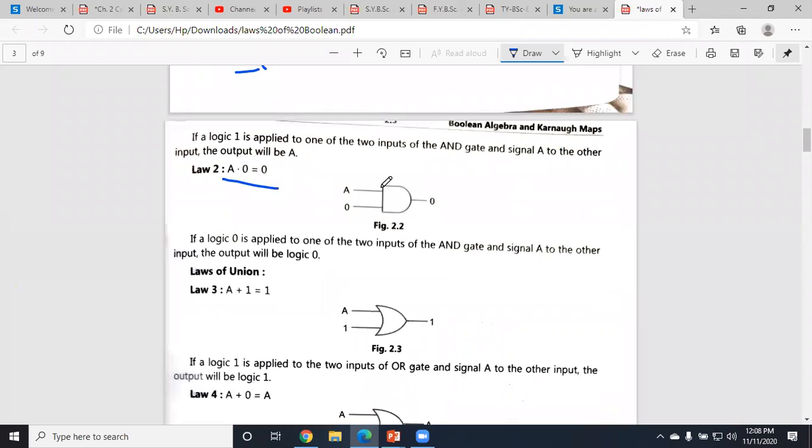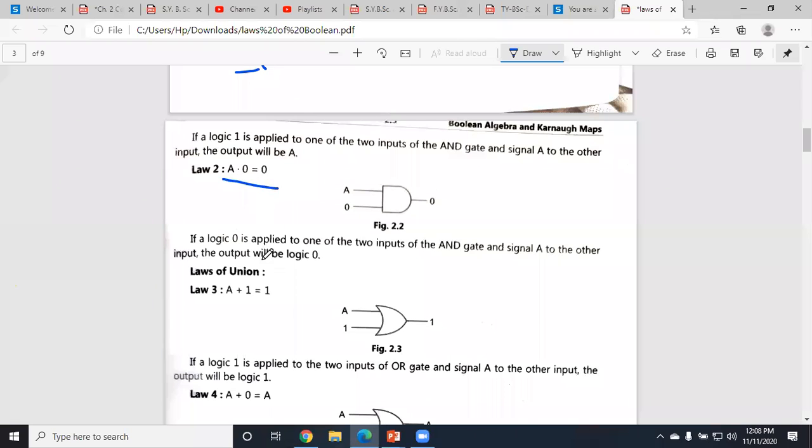Again, the same thing we have to implement by using a logic gate. The logic gate here I'm using is the AND gate. Why? Because there is a multiplication. As simple as that. Right? Any doubt in this? No, ma'am.